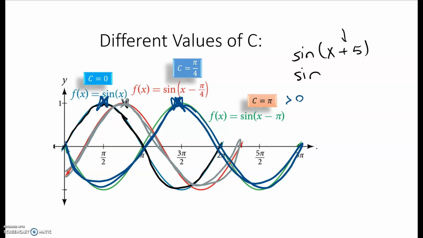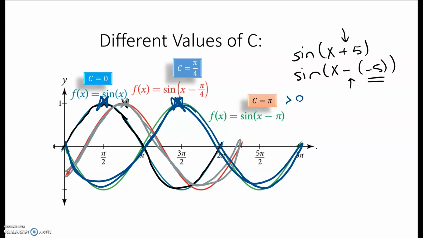Notice I've got a plus right here. I need a negative because that's in our general form. Minus a negative 5, because a negative times a negative will give us a positive, and now I have my negative for my general form. So now look, our c is a negative.